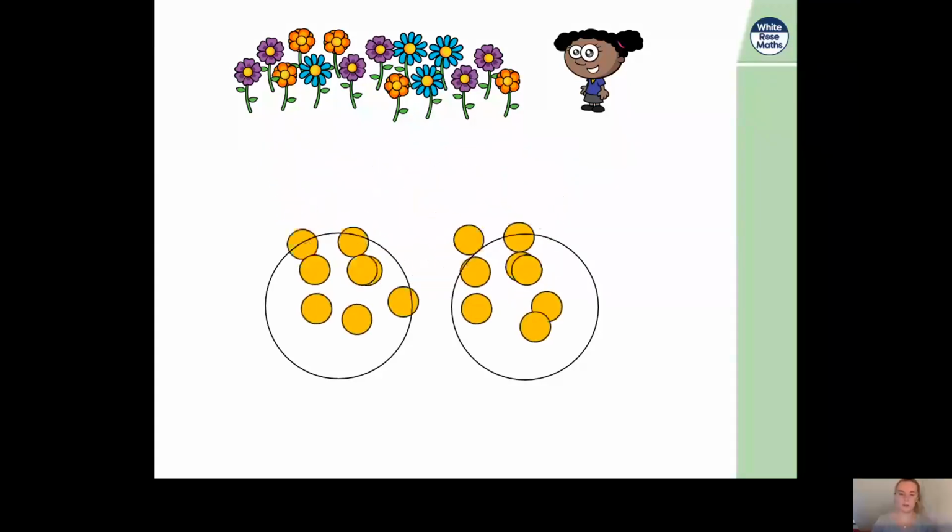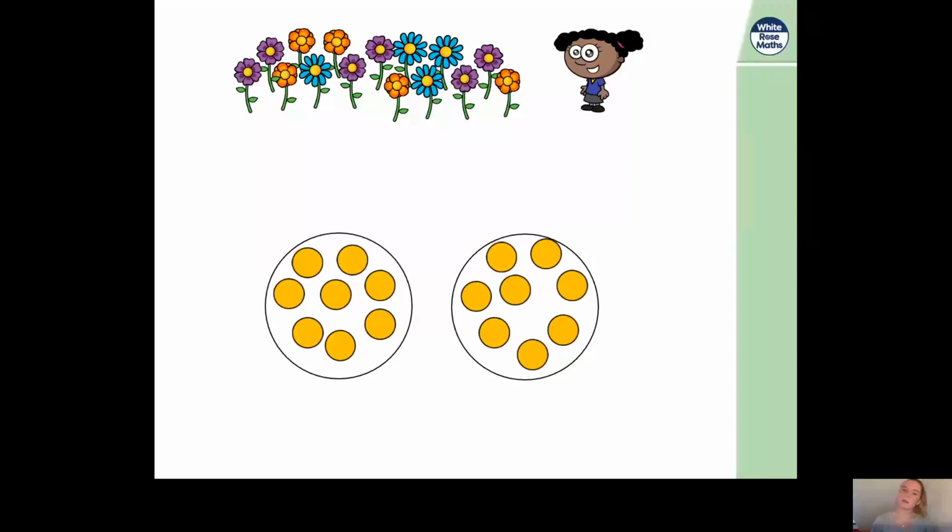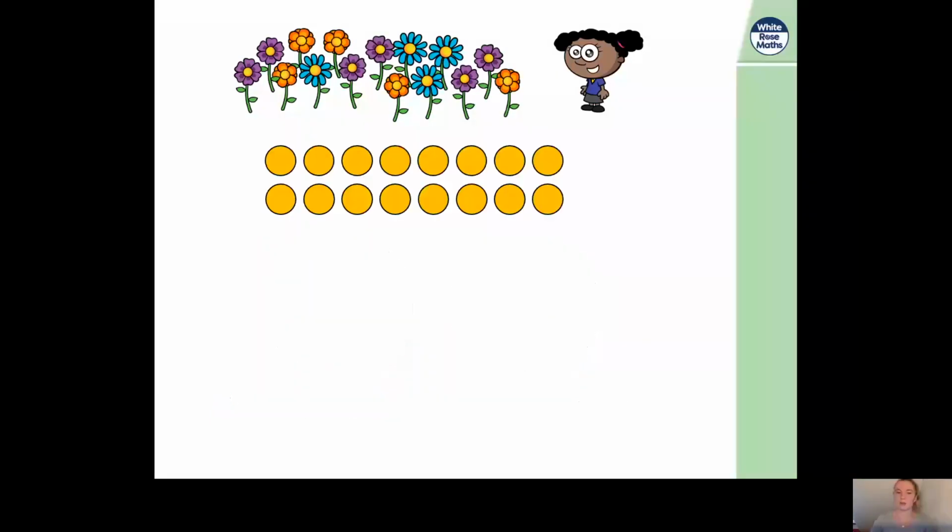So let's see how we can share them. There we go. So how many flowers are in the first vase? Yes, that's right. There's 8 flowers in the first vase. How many in the second? Yes, there are 8 as well. So therefore, we can share the flowers equally amongst 2 vases because 2 vases will have 8 flowers in each vase. They've been shared out equally because they both have 8 flowers.